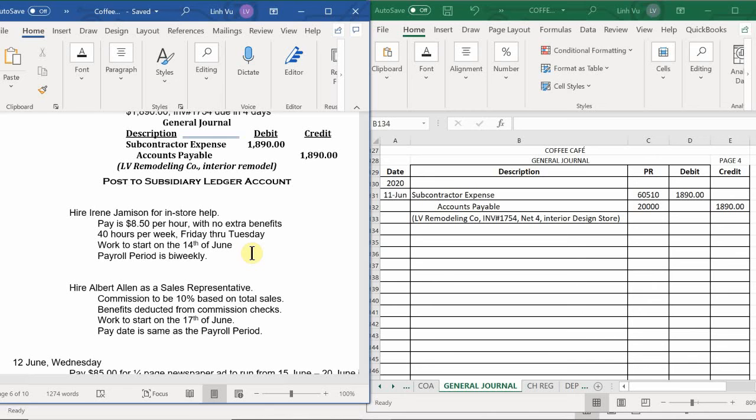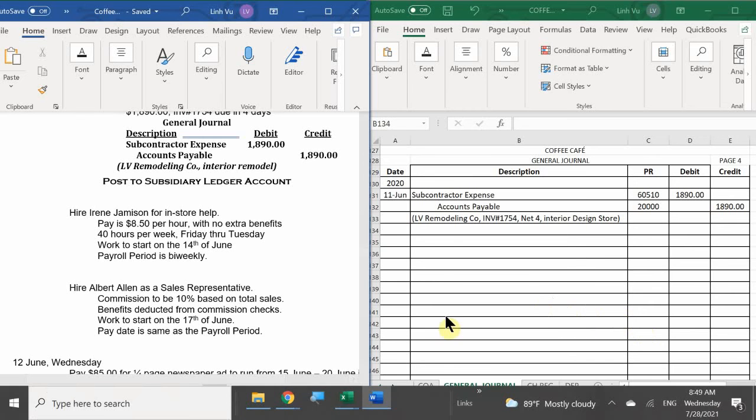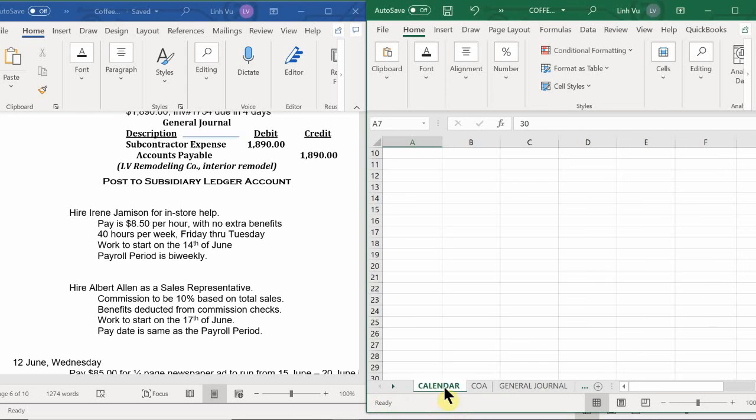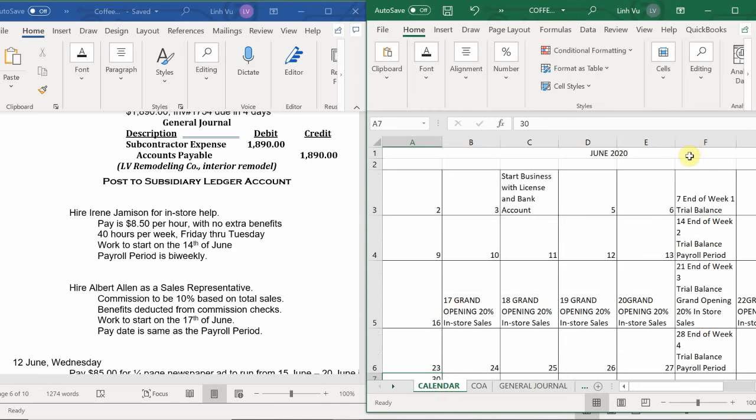If you actually check the calendar, I've also set it so that Fridays are pay dates. The first pay date that we do payroll is on the 14th of June. So right here, Irene Jameson, we hire her. She's going to miss that pay date, but that means she's going to claim her first hours on the 14th of June.